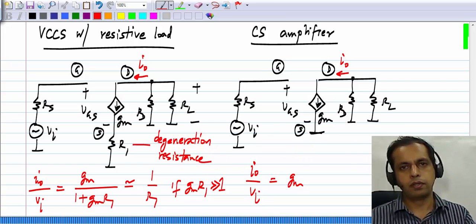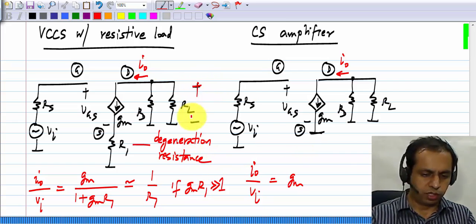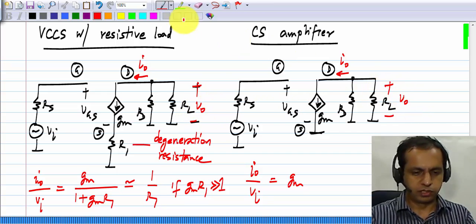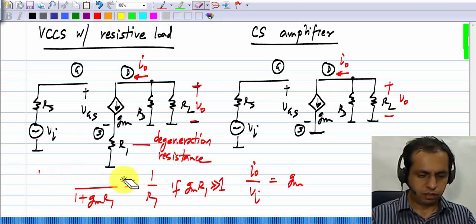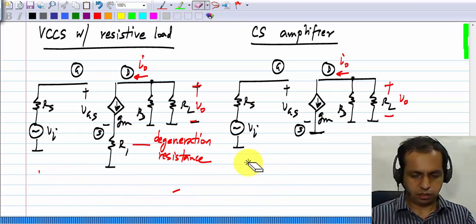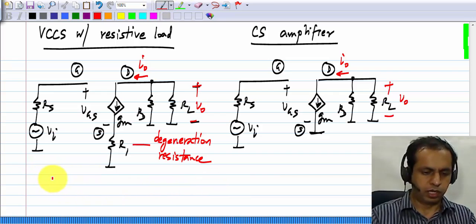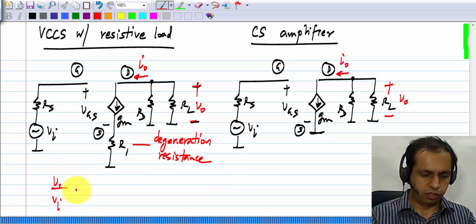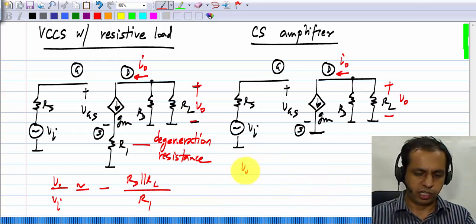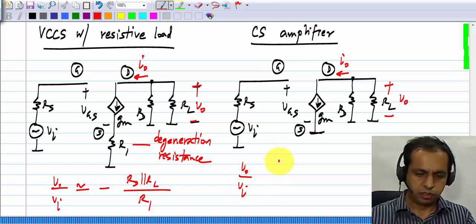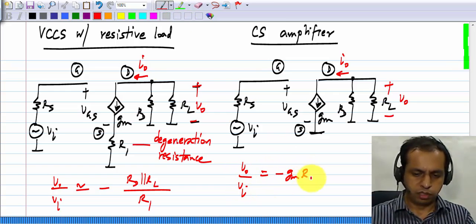And instead of the output current, you look at the output voltage V0 like this. Then we'll have V0 by Vi to be approximately minus (RD parallel RL) by R1 in this case, again under the same condition that Gm R1 is much more than 1, and V0 by Vi is minus Gm (RD parallel RL) in this case.